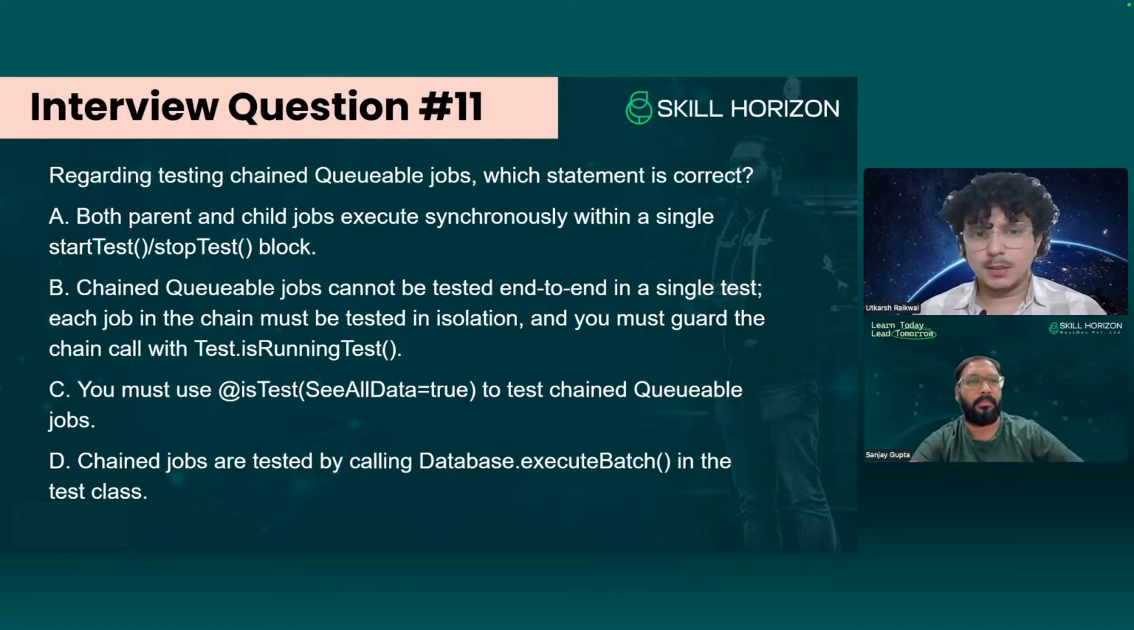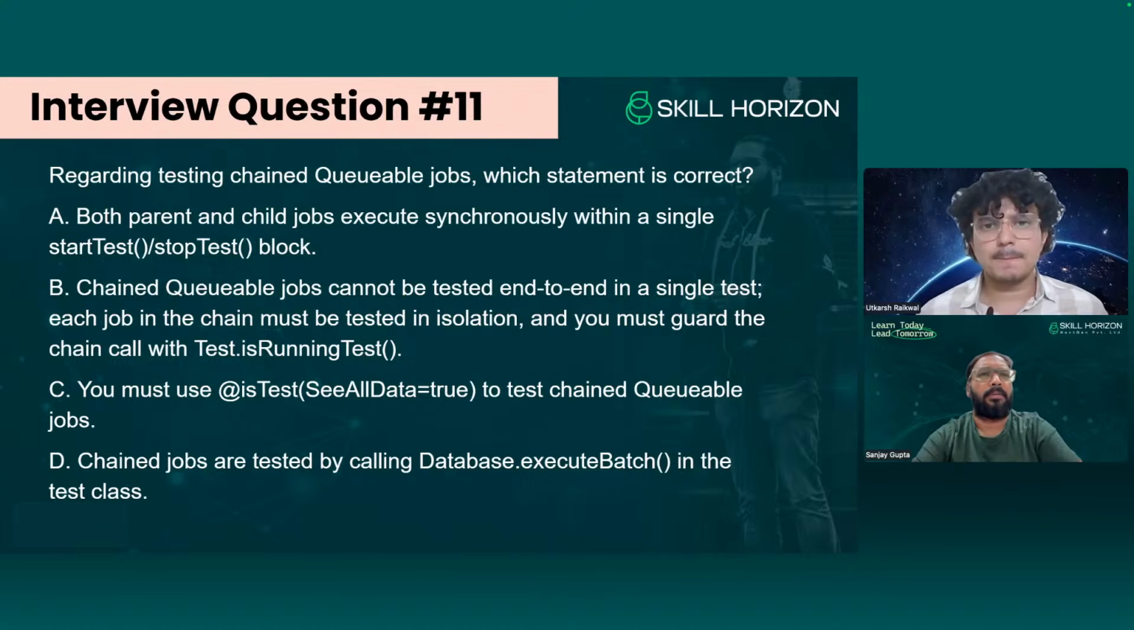So B option is the correct one, because it is mentioned that you will test the different chain, different job, in isolation, and then for each job we will be having separate governor limits. So B is the correct option. Okay, yeah, I think you are right. So I think we can move on to the next question now.